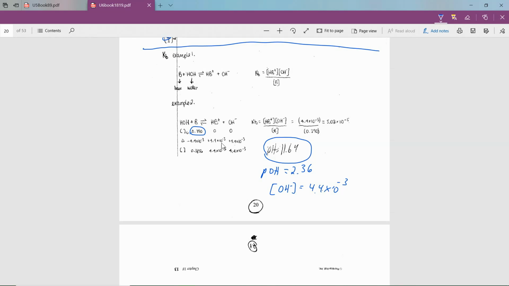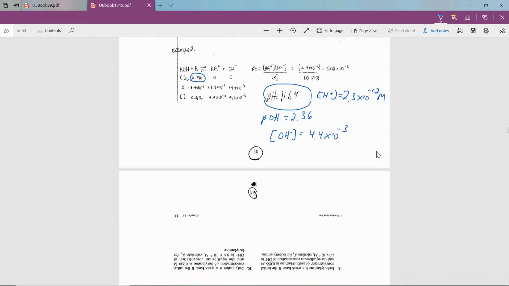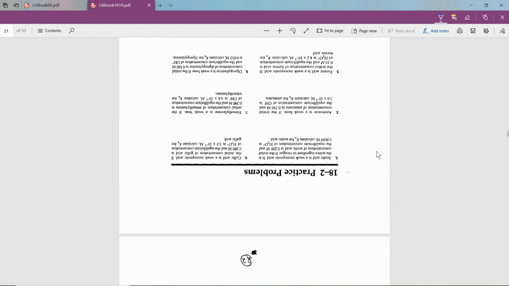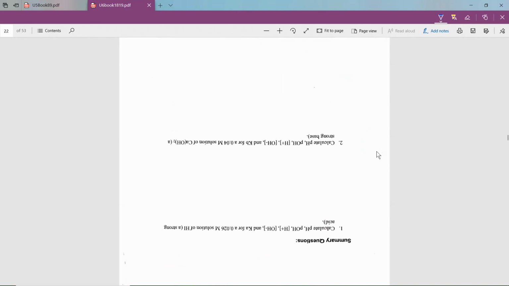My HB plus is also 4.4 by 10 to the minus 3. So then I get my equilibrium values. I lose 4.4 by 10 to the minus 3 and get Kb, which is 5.02 by 10 to the minus 5. Okay, if you really want, I can get the H plus, fine. H plus is 10 to the minus 11.64, since 11.64 was given in the question. Taking the inverse log, I get 2.3 by 10 to the minus 12 molar. Okay, so that is an example of Kb.